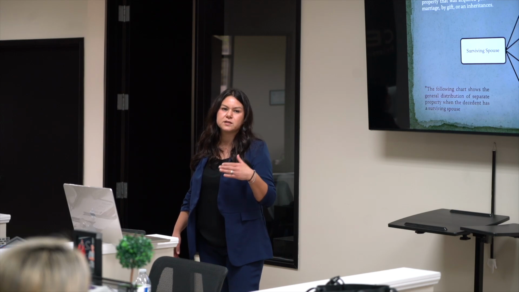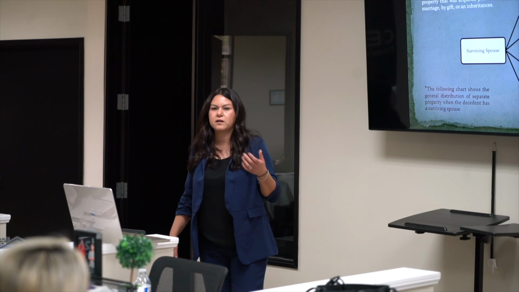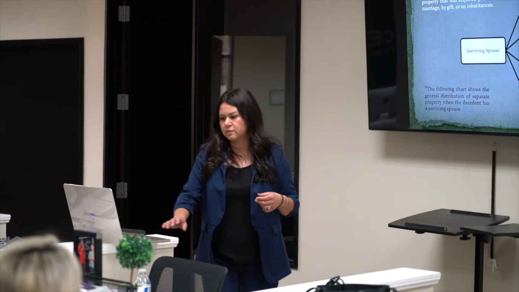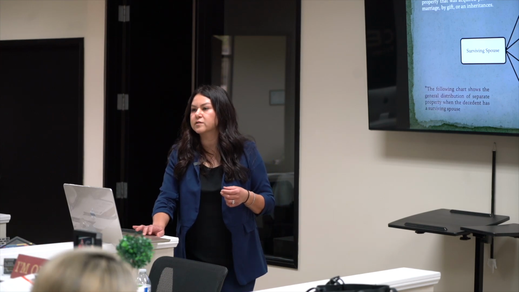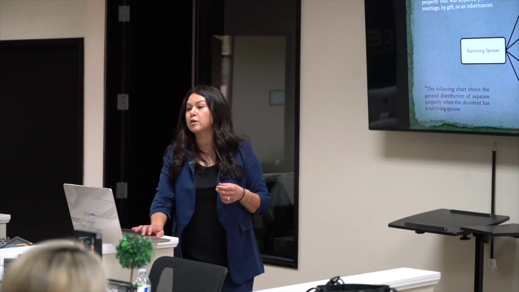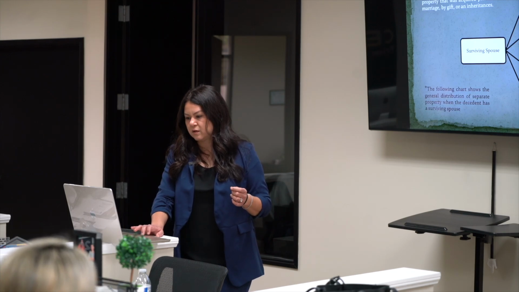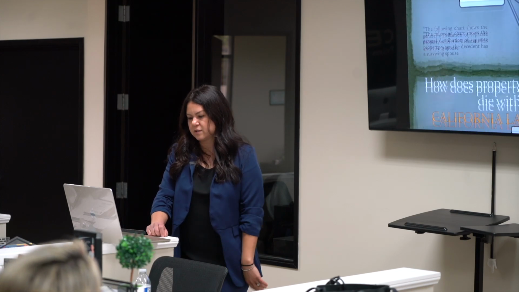If there's no parents, then it goes down to your brothers and sisters. If your brothers and sisters have passed, it goes to their children. To their children. So your nieces and nephews. Okay, so this is a separate property, no children. It goes to your parents or siblings or nieces and nephews.